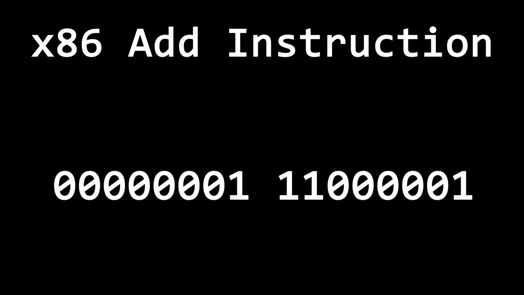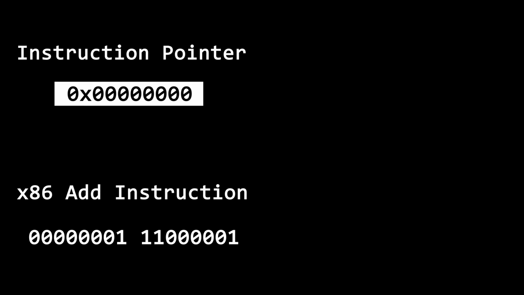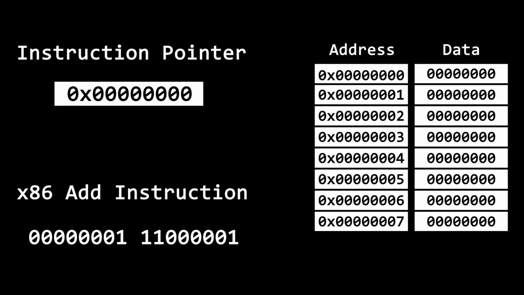Now that we have the instruction, we need to tell the CPU to execute it. We do this by changing the instruction pointer of the CPU. The instruction pointer inside the CPU points to the memory address in RAM of the next instruction to execute. So what we need to do is put the instruction into memory and then set the instruction pointer to the first byte of that memory location.